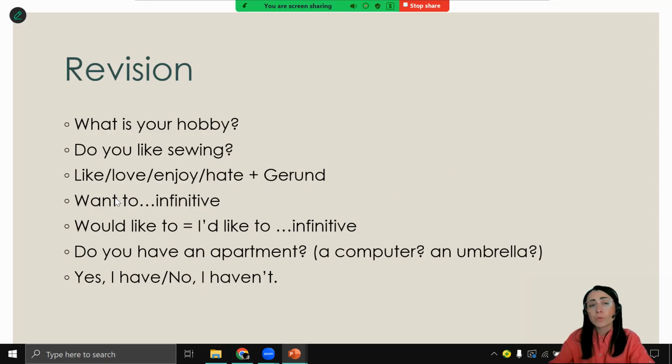After want to and would like to, we use infinitive. I'd like to invite you for coffee. I'd like some water. I want to show you something. Do you have an apartment? Do you have a computer? Do you have an umbrella? So we learned this phrase, do you have, and then different words, common nouns. Moreover, you know how to answer these questions. Yes, I have. No, I haven't.